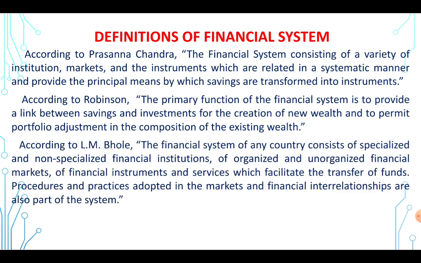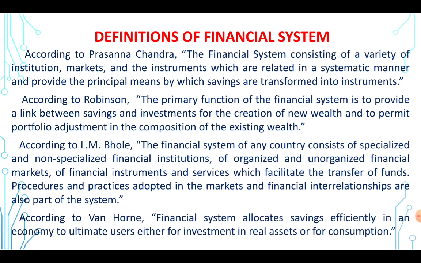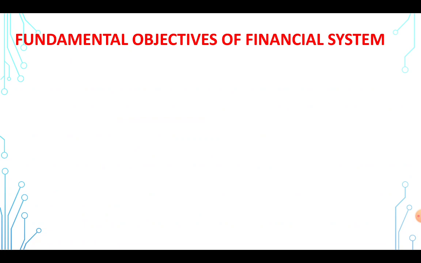According to L.M. Volle, the financial system of any country consists of specialized and non-specialized financial institutions, of organized and unorganized financial markets, of financial instruments and services which facilitate the transfer of funds. Procedures and practices adopted in the markets and financial interrelationships are also part of the system. According to Van Horne, financial system allocates savings efficiently in an economy to ultimate users either for investment in real assets or for consumption. Now we will discuss the fundamental objectives of financial system.